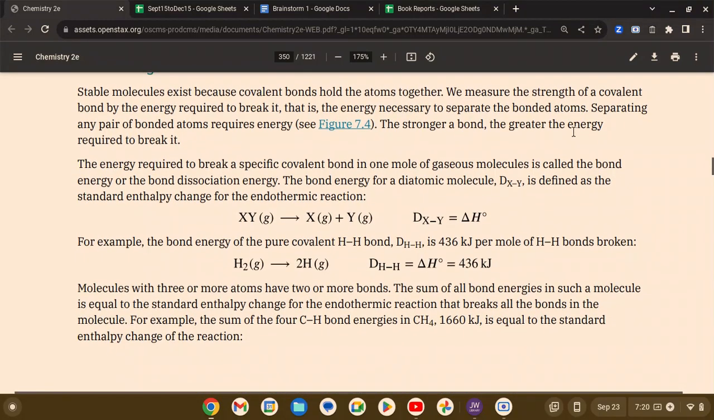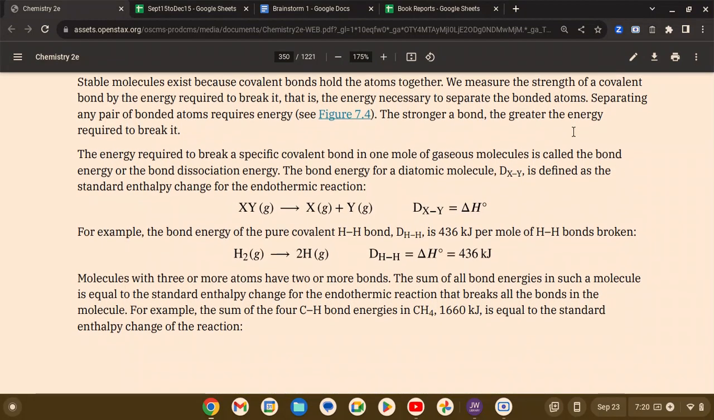Bond strength: covalent bonds. Stable molecules exist because covalent bonds hold the atoms together. We measure the strength of a covalent bond by the energy required to break it, that is, the energy necessary to separate the bonded atoms. Separating any pair of bonded atoms requires energy. The stronger a bond, the greater the energy required to break it. The energy required to break a specific covalent bond in 1 mole of gaseous molecules is called the bond energy, or the bond dissociation energy.